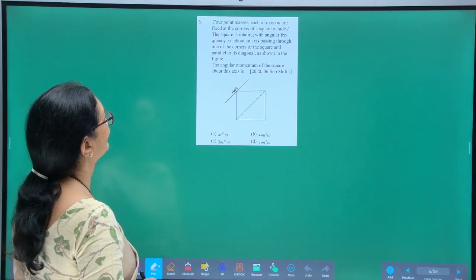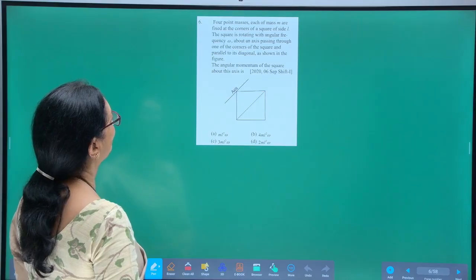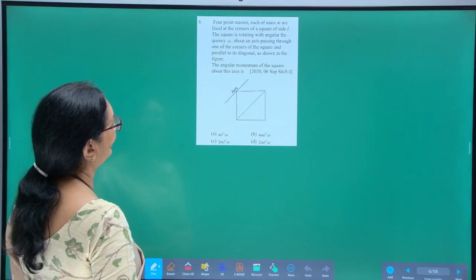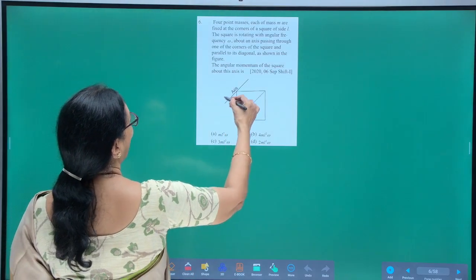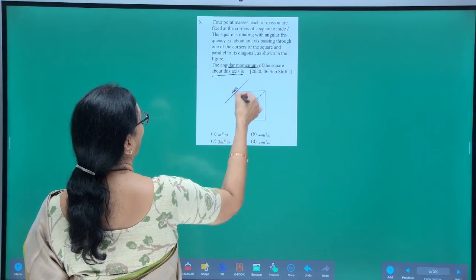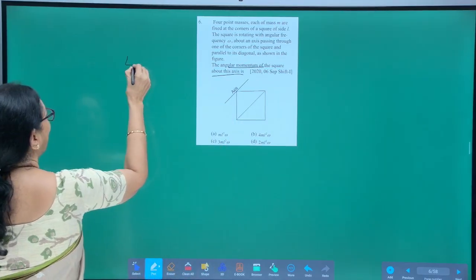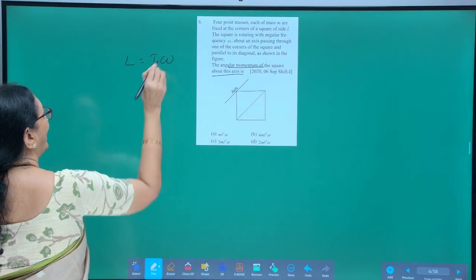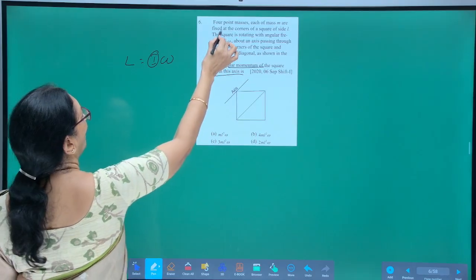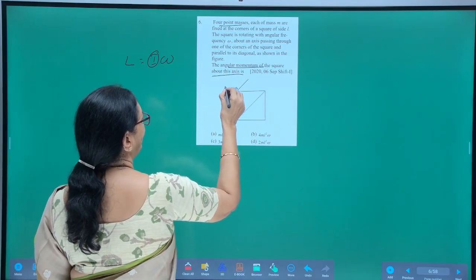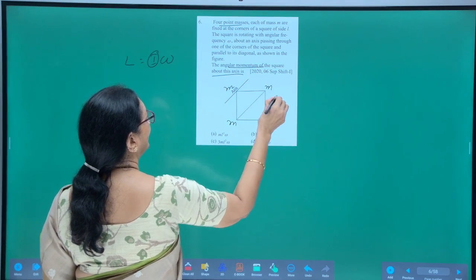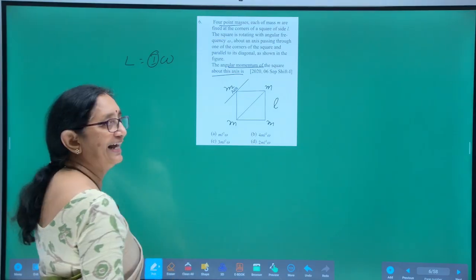4 point masses are fixed at the 4 corners of a square of side L. The square is rotating with angular frequency omega about an axis like this. Okay, angular momentum of the square about this axis. Angular momentum is I omega. So, you need to find out I. I is equal to 4 point masses. One mass is here, one mass is here, here, here. This is a square of side L.